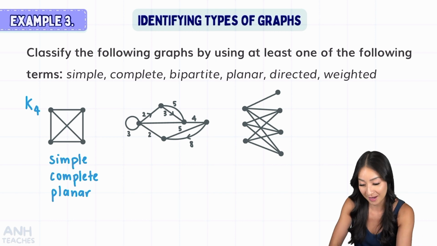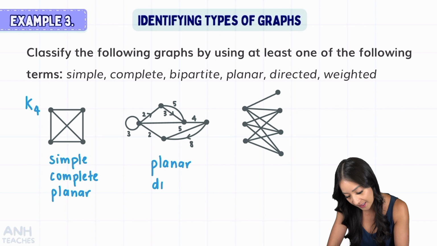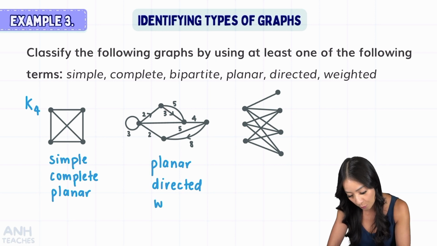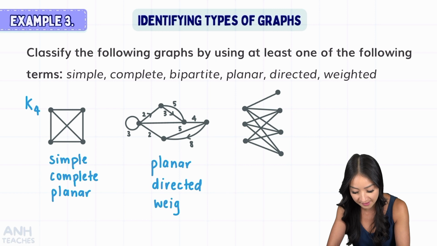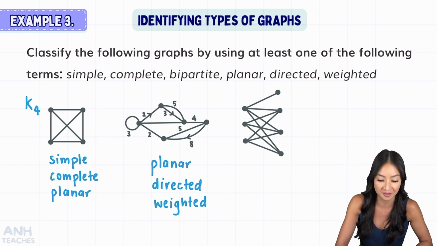The graph is planar without having to redraw. And it's directed, we can tell because there's a few directed edges or arcs here, here, and here. And it is weighted, that's an obvious one. You can see that each of the edges are assigned a value.